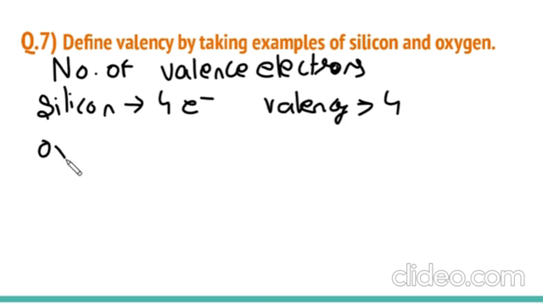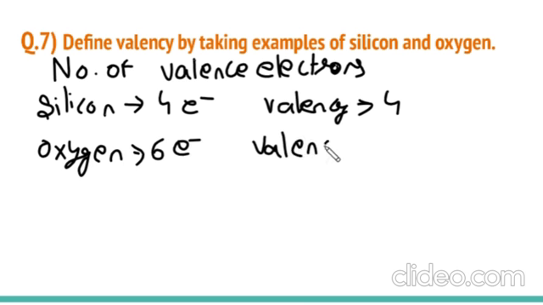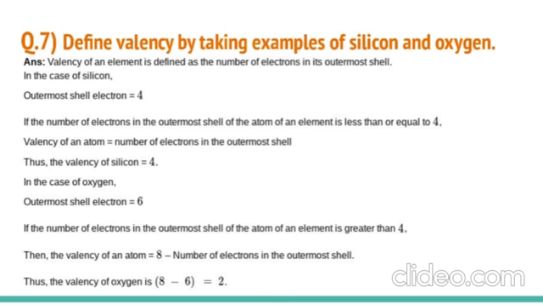But when I talk about oxygen, there are 6 valence electrons. Now as I had explained, if the number of electrons is more than 4, you have to subtract it from 8. This means that the valency of oxygen will be 8 minus 6, which is 2. So therefore these were the explanations.